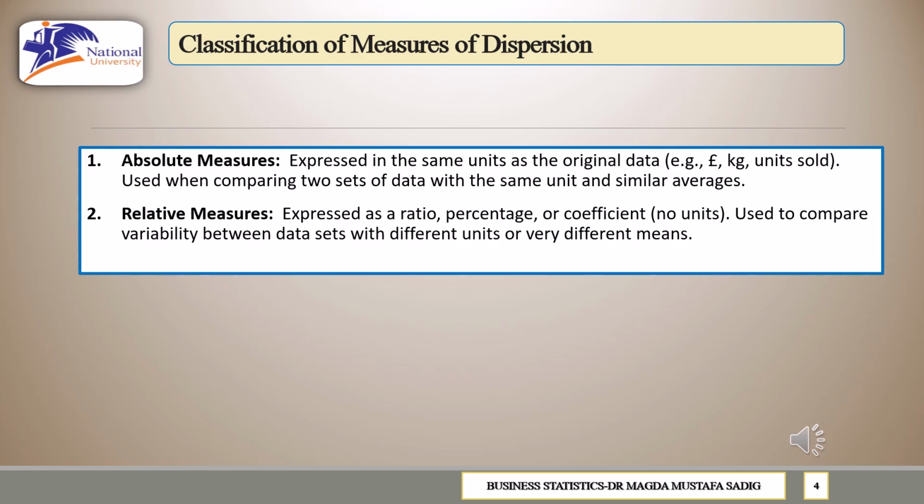The relative measures do not depend directly on the original unit. They are usually expressed as a ratio, a coefficient, or a percentage. They are especially useful when comparing data sets with different units or very different mean values. So the main relative measure that we will study today is the coefficient of variation, or CV. This measure allows us to compare variation relative to the size of the mean.